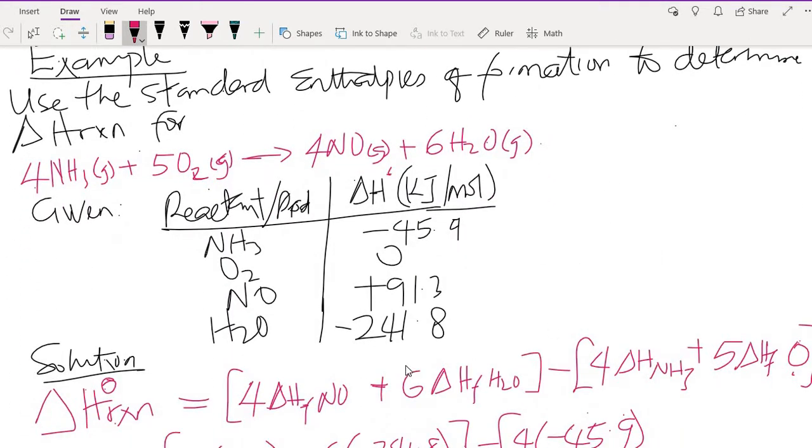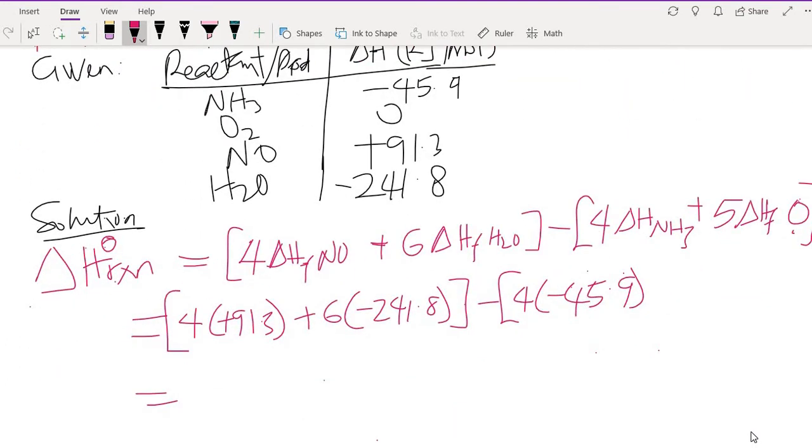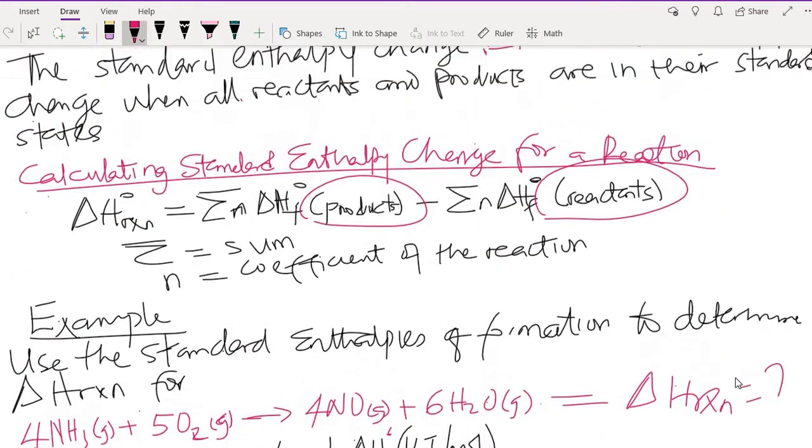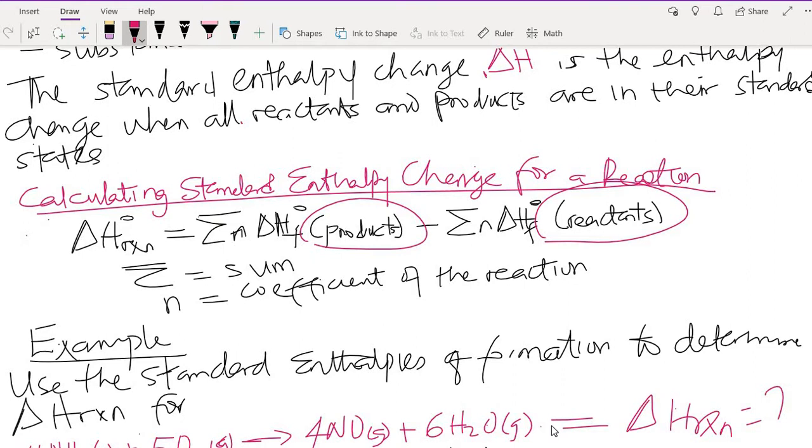An example: finding the standard enthalpy of reaction, delta H of reaction, for this reaction above, given the information about the reactants and products. So we write out the relationship as given. I call this equation 1.